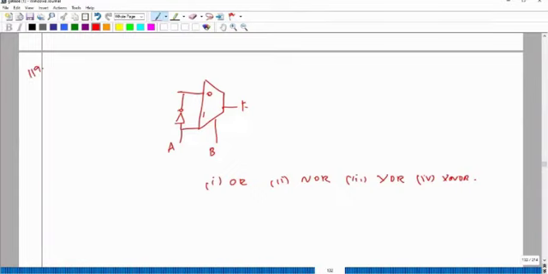So this is a 2:1 mux. So what is the formula? F is equal to, when it is B bar, it is A bar. When it is B, it is A. So this is nothing but A XOR B.